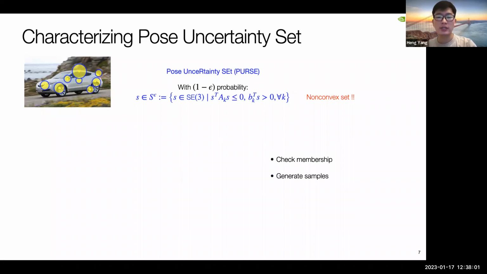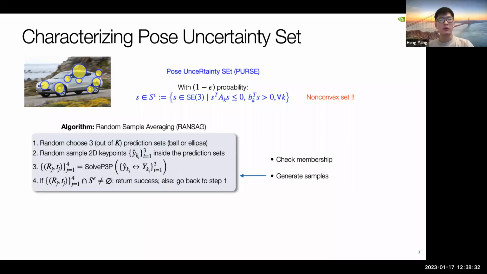The second thing we're interested in is, given this nasty non-convex set of poses, how can I generate samples from it? That is actually a very tough problem in general. If I give you a non-convex set and ask you to generate samples from it, it's a non-trivial problem. But for this problem, we can use the inverse problem to solve it. We design an algorithm that we call RANSAC-style random sample averaging, and the idea is very similar to RANSAC.